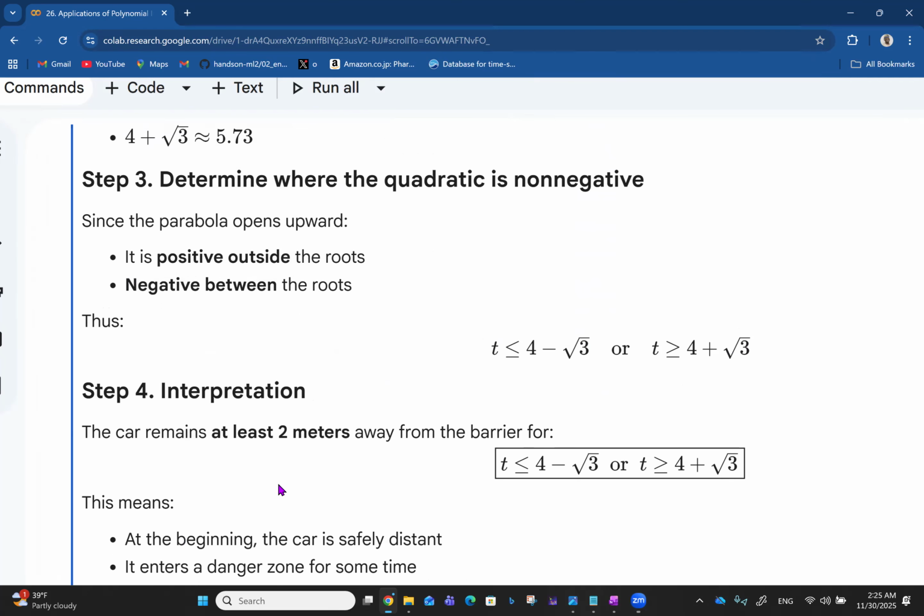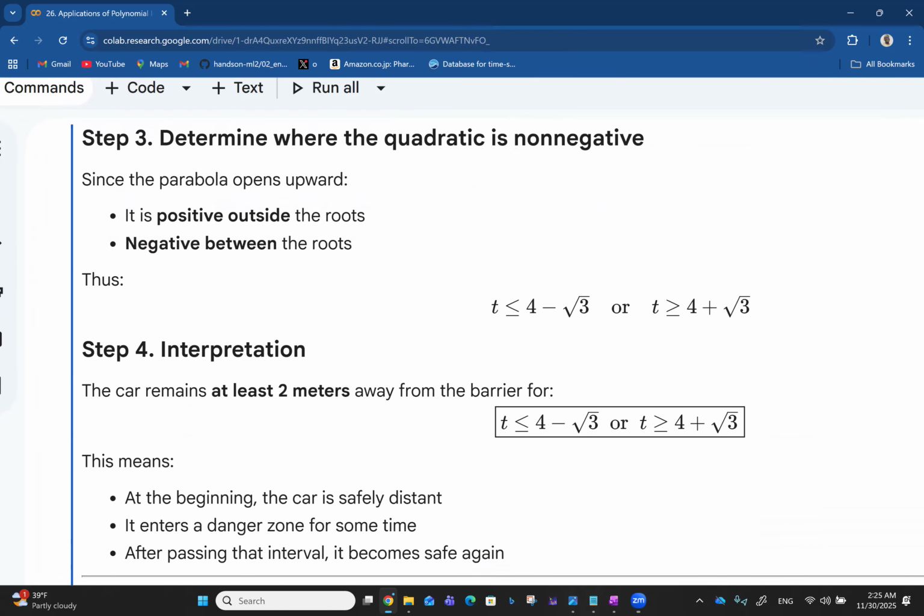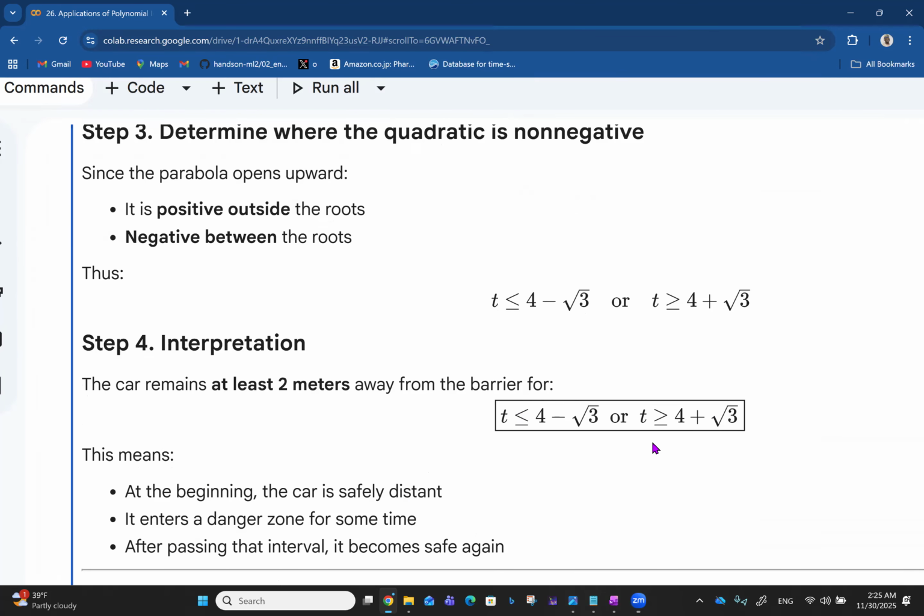So the interpretation now is that the car remains at least 2 meters away from the barrier for t less than or equal to 4 minus root 3 or t greater than or equal to 4 plus root 3. This is now like an OR inequality. This means that at the beginning, the car is safely distant when it starts out. Then it enters the danger zone for some time. After passing that interval, it becomes safe again. All right. So we have that.